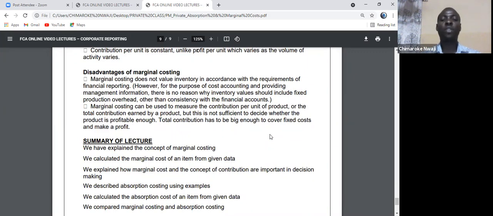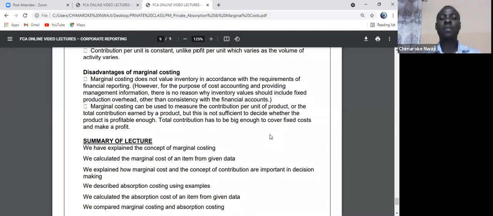All right, what are the disadvantages of marginal costing? Marginal costing does not value inventory in line with the requirements of financial reporting. Also, there is no fixed cost included in inventory, so you cannot know the true position of costs when looking at marginal costing. Using marginal costing to gauge your profitability, especially to determine selling price, you may be making misleading conclusions.